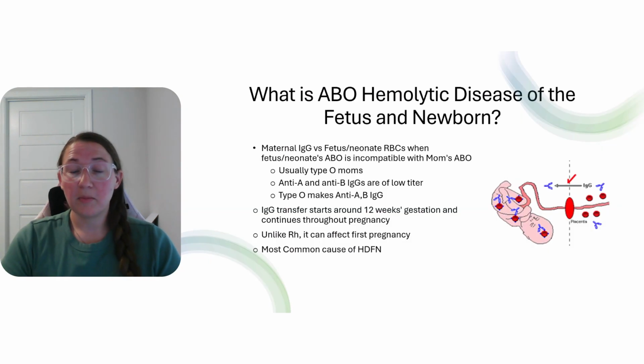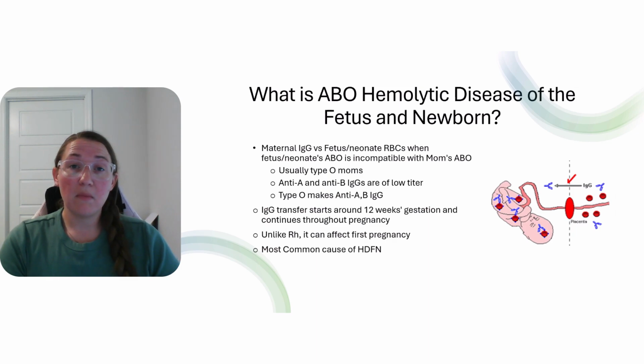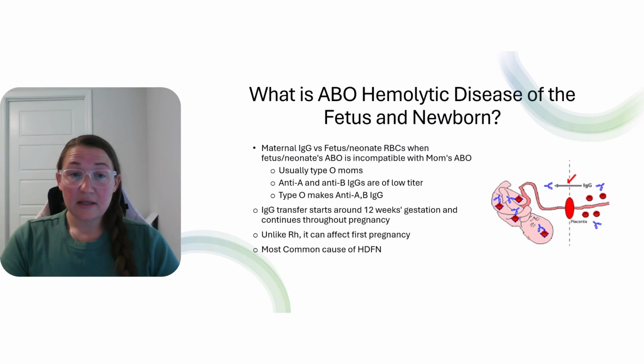First, let's talk a little bit about what it is. So, hemolytic disease of the fetus and newborn is when the mom produces an IgG antibody that crosses through the placenta and attaches to the fetus's or neonate's red blood cell antigens, and can cause destruction. In this case, for the ABO hemolytic disease, it is caused by an ABO incompatibility between mom and baby.